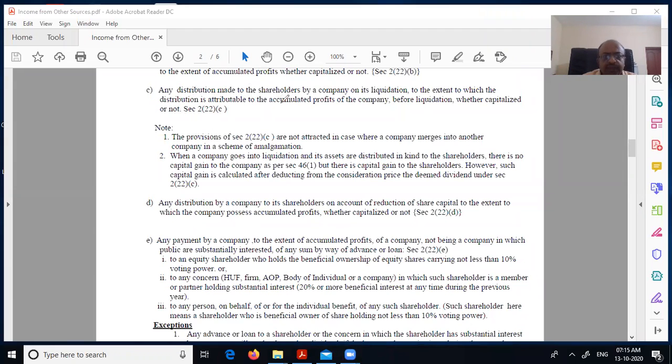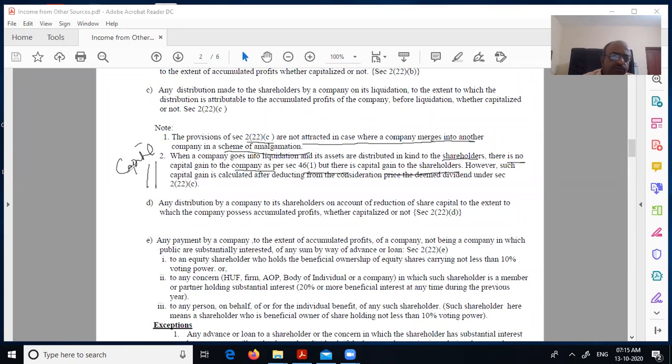Note that the provisions of section 222 are not attracted where a company merges into another in a scheme of amalgamation. So in case of amalgamation, the liquidation distribution to shareholders will not be taxed as dividend. Where a company goes into liquidation and assets are distributed in kind to the shareholders, there is no capital gain to the company under section 46, but there is capital gain in the hands of the shareholder. This also we have seen when we did capital gain.